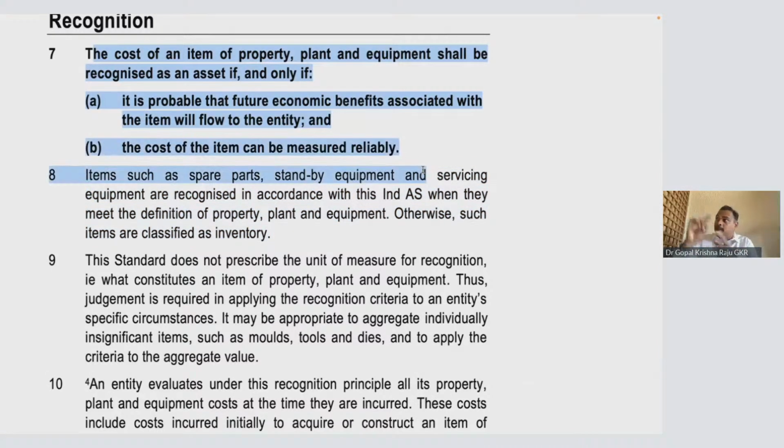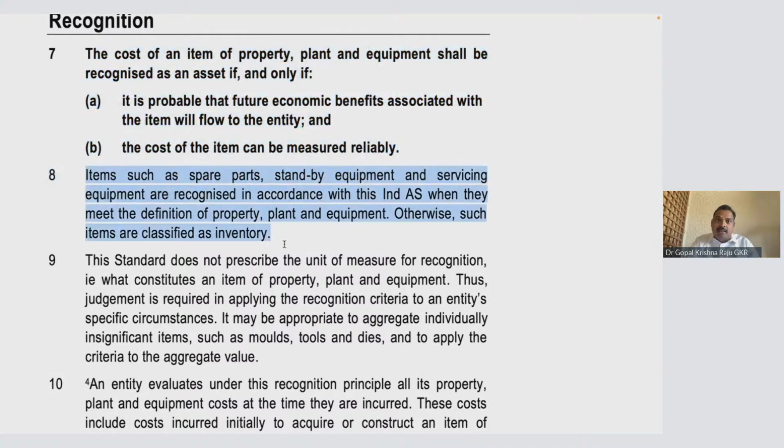There is a probable use and cost can be measured reliably. Otherwise such items will be classified as inventory, and you will charge it as a consumable. That's it. So it will not be capitalized. So spare parts, standby, servicing equipment will be considered as PPE only if it satisfies the definition of PPE.